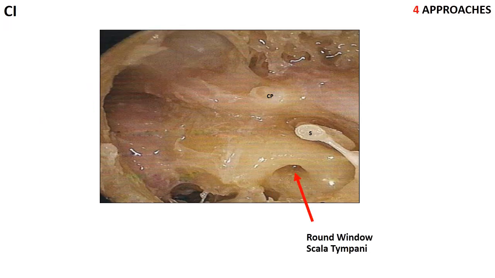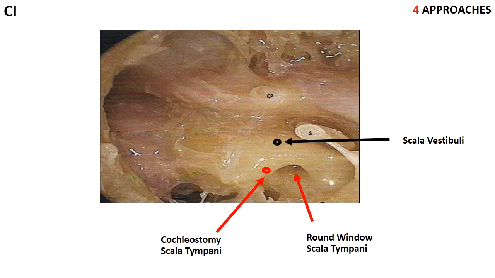This is a summary of the 4 approaches. The round window membrane, which is the most commonly used nowadays, going through the scala tympani of the basal turn, then the cochleostomy, the bony cochleostomy in the scala tympani, then the scala vestibuli, then the middle turn.